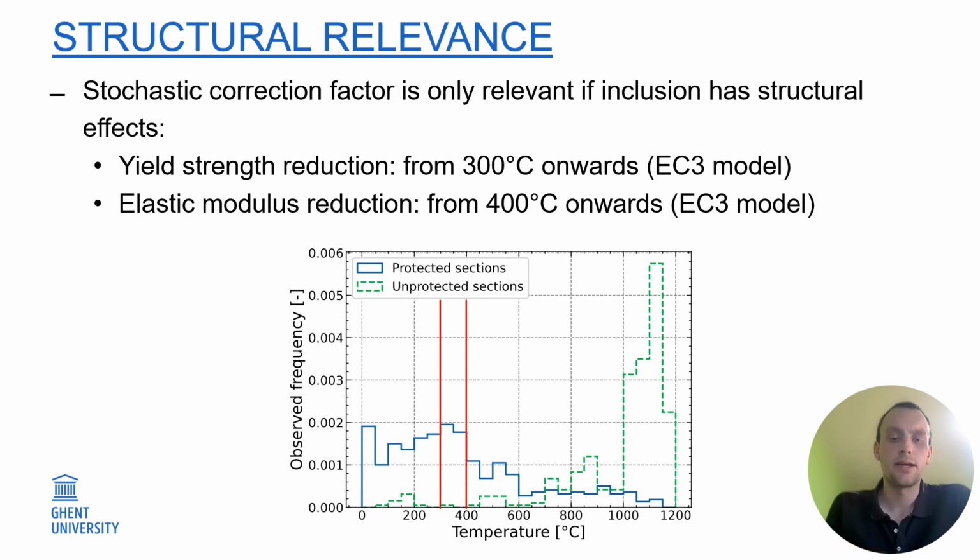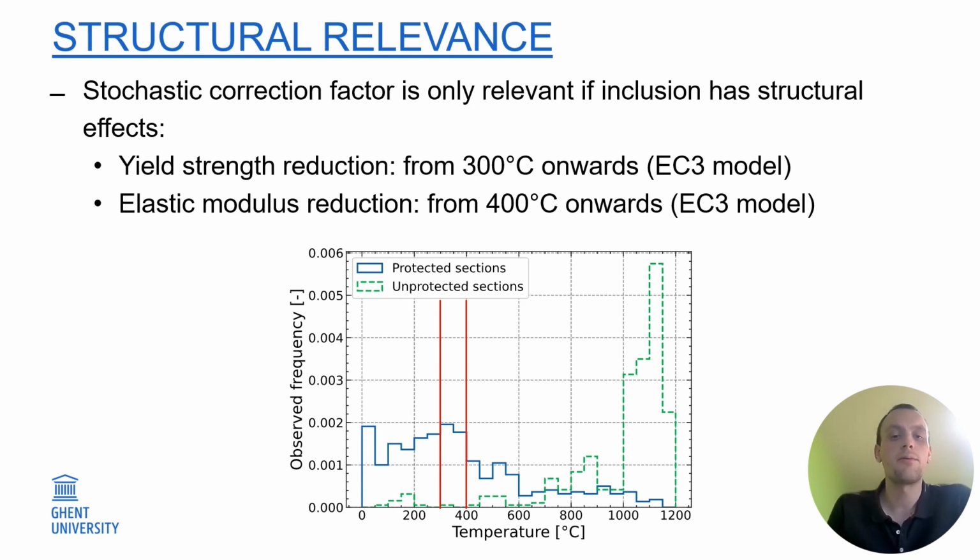The histogram displayed on the slide is demonstrating how the maximum steel temperatures that we got from the previous calculations, where we determined the stochastic correction factor, relate to these thresholds.